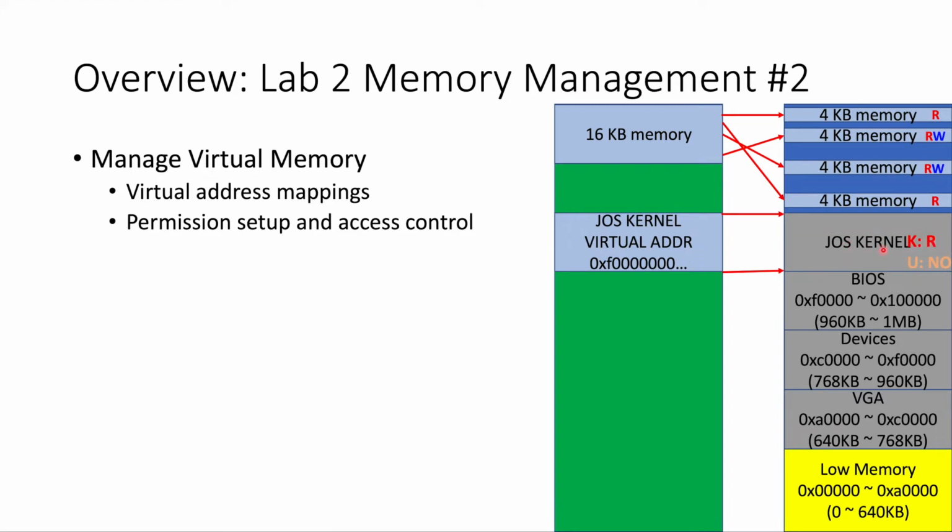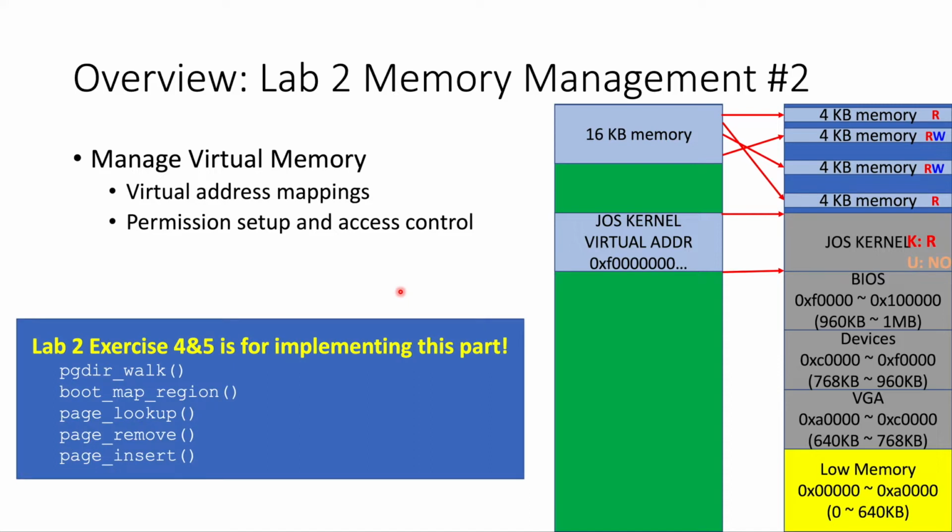For example, for the JOS kernel, we can have a virtual mapping of the JOS kernel address space, and then we can mark it as kernel read-only and user no access, to protect the JOS kernel from the applications that will run later in our JOS. And we will finish this feature of backing the physical page for virtual memory allocation, and this kind of permission setup, by implementing the following 5 functions.